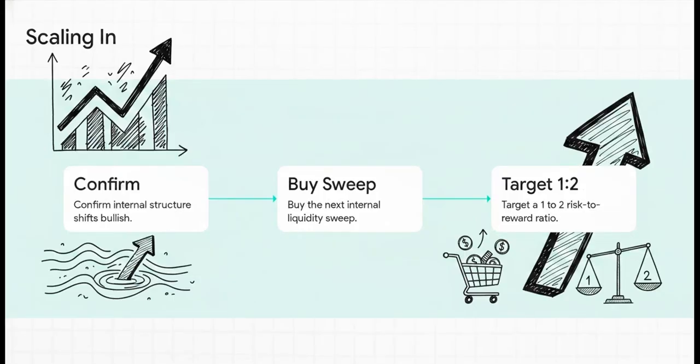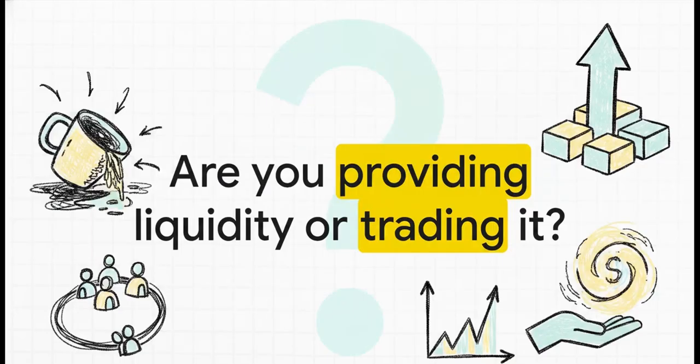And for the more advanced traders out there who really want to maximize their edge, you can actually scale in. Once that internal market structure officially shifts bullish and your first trade is running nicely in profit, you don't just have to sit back. You can execute secondary scale-in positions using this exact same liquidity logic on the smaller time frames. Wait for the next internal liquidity sweep, buy that dip, and target even bigger returns, like a 1 to 2 risk-to-reward ratio.